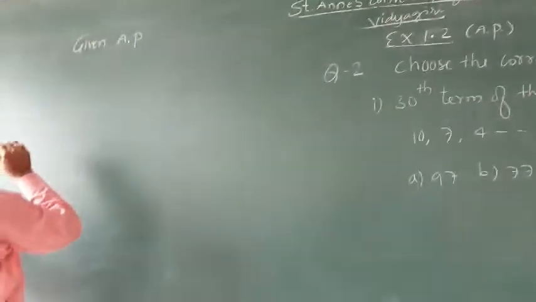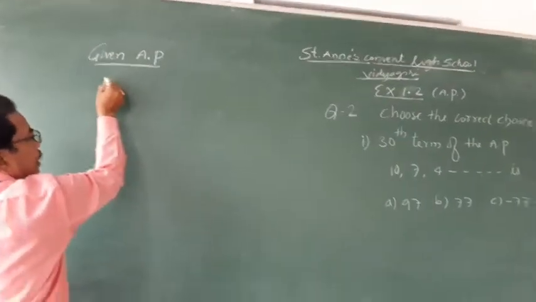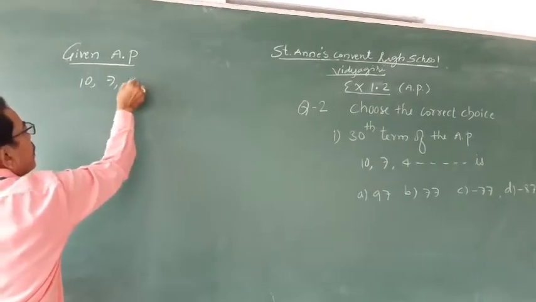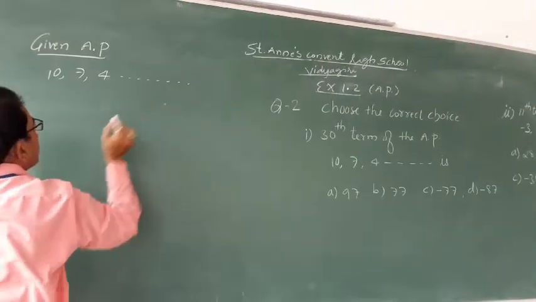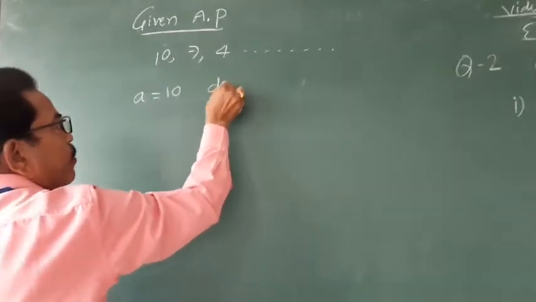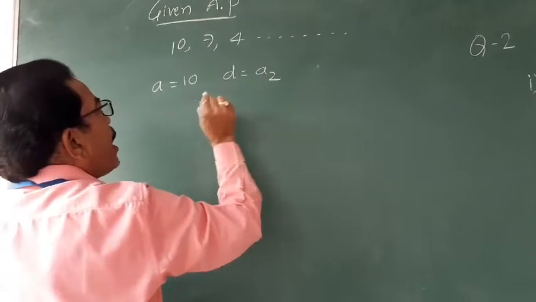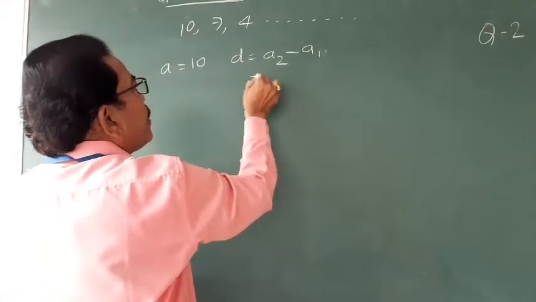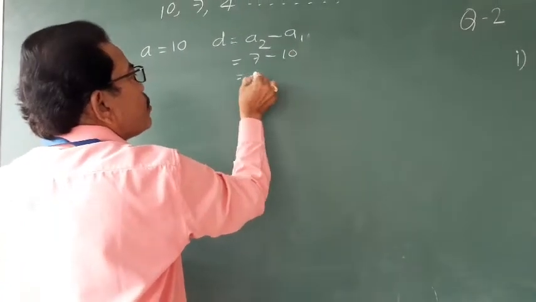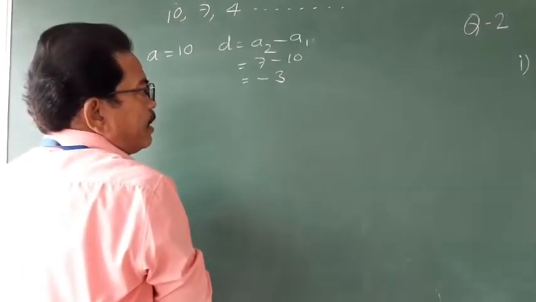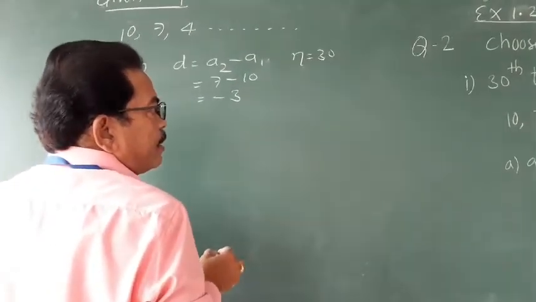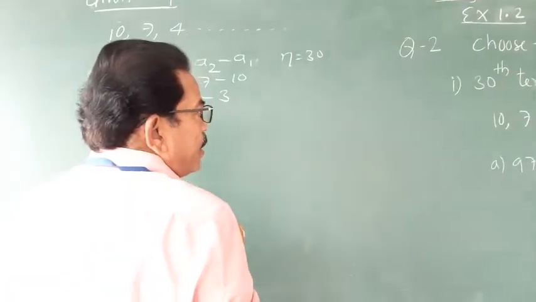Given AP 10, 7, 4, and so on. Here first term a equals 10, d equals a2 minus a1, that is 7 minus 10, which equals minus 3. n equals 30.